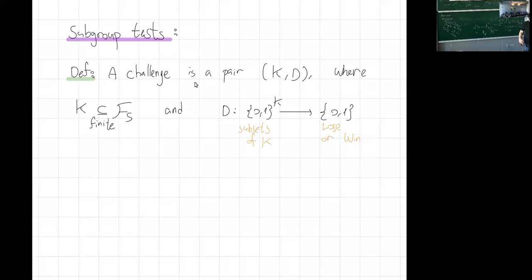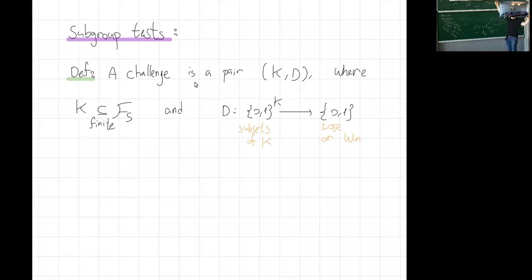My goal now is to define to you a gapped problem. So I'm going to define a collection of combinatorial objects. Then I'm going to define a value for these combinatorial objects. This value would be between 0 and 1. And this will define for me a gap decision problem: does this object have value 1 or value strictly smaller than 1 minus theta, for the fixed theta that I will choose? So my combinatorial objects would be the subgroup tests.